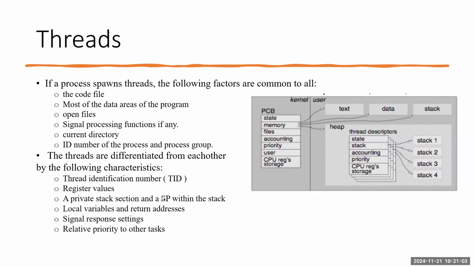A private stack section and a stack pointer within the stack. So they share the stack, but they each have a section of it. Why do they have to share the stack? Because they share all the memory. It can't be that it has its own stack. I mean, it could be in a different location, but it's essentially shared. Local variables and return addresses are shared. No, sorry, they're differentiated. Local variables, because it's a function, so anything that's local is not shared. Anything that's global would be shared between threads.